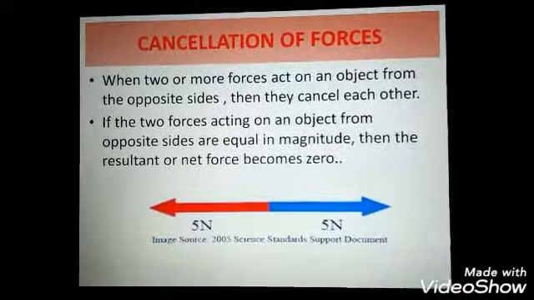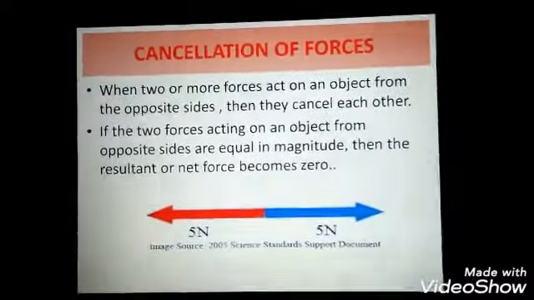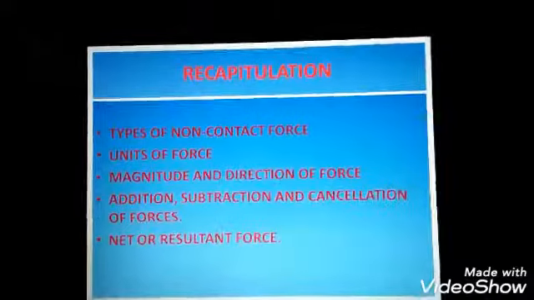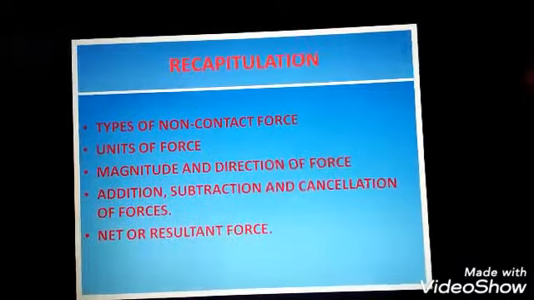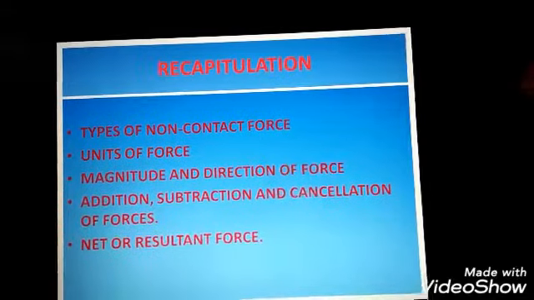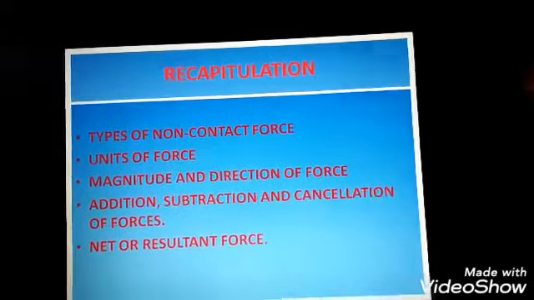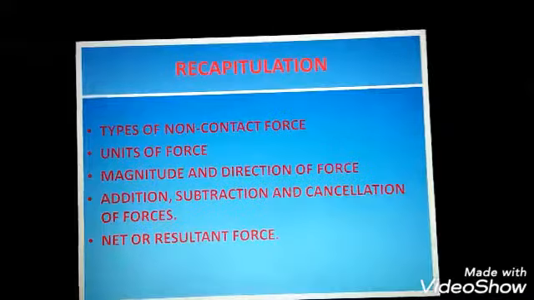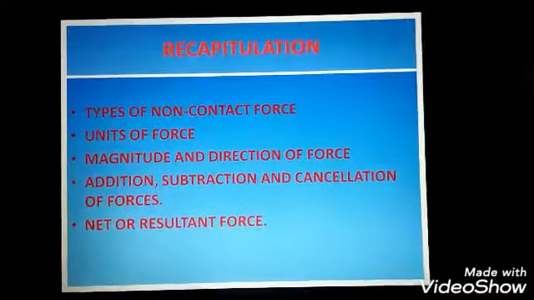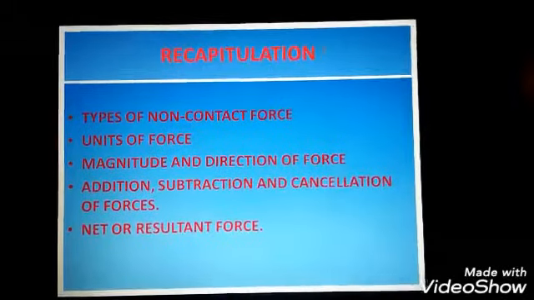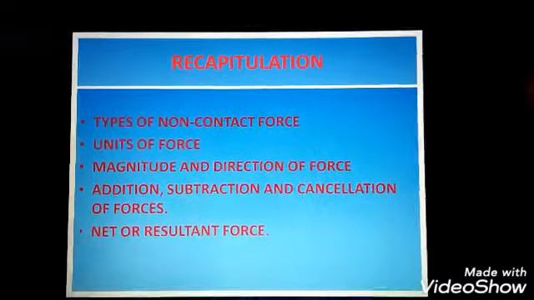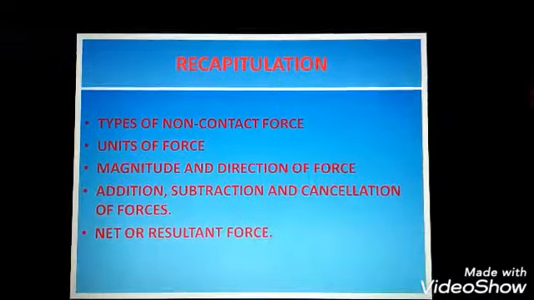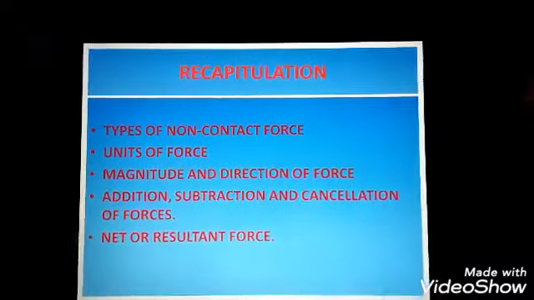Right? With this we finish today's lecture. I hope you liked it. First let us quickly recap whatever we have learned today. We have learned the 3 types of non-contact forces, that is gravitational force, magnetic force and electrostatic force. We have learned about the units of force, that is kilogram force, gram force and the SI unit, that is Newton. We have learned what is magnitude and direction of force. Magnitude is the amount of force and direction is the direction in which the force is acting. Then we have learned about the addition, subtraction and cancellation of forces. We have also learned the new term net or resultant force, which is also the total force.